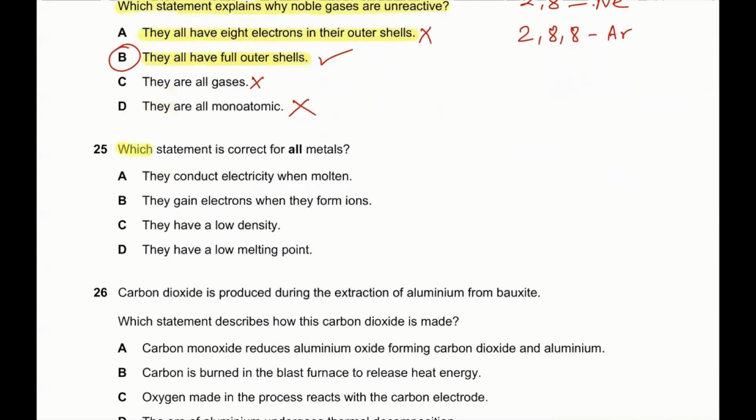Question number 25. Which statement is correct for all metals? They conduct electricity when molten. Yes, all metals conduct electricity when they're molten. They also conduct electricity when they're solid. So we'll give it a tick.